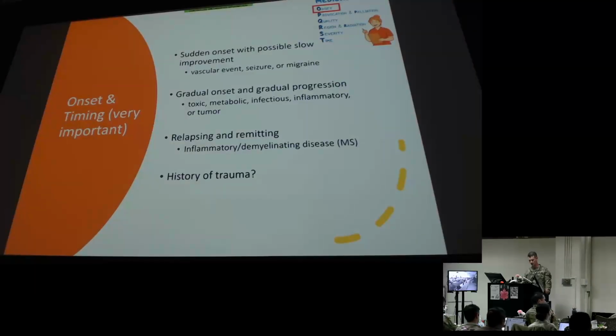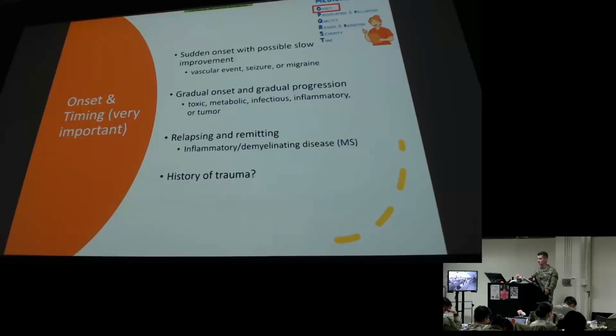Moving into the OPQRST. So, onset, you guys know that pretty well. If I see something that has a very sudden onset with slow improvement, I start thinking more vascular events, I start thinking seizure, I start thinking migraines. I'll put in a couple of disease states throughout this. Don't worry if you don't know what those are 100% yet, because we're tying these into later lessons. But sudden things tend to be vascular in nature more often than not.